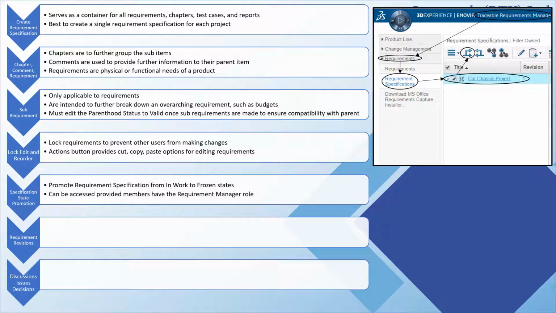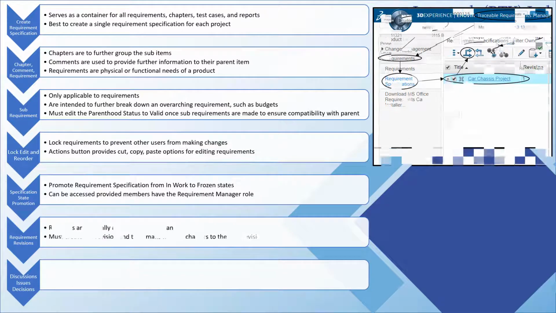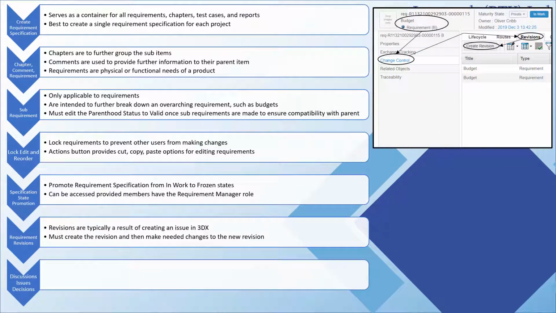Once created and detailed, the requirement specification has to be promoted from private to in work so that other members of the project can access, review, and edit the requirements if necessary. As a project progresses, an initial requirement may be identified as unrealistic, severely limiting, or simply unattainable. Simply deleting or editing the requirement is not advisable, as this would not track the changes it needs over the course of the project. We instead create revisions to maintain traceability and record the development of the specification throughout the project. Typically, requirement revisions are the result of members raising issues.